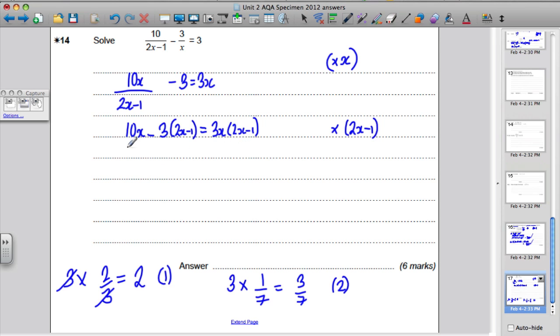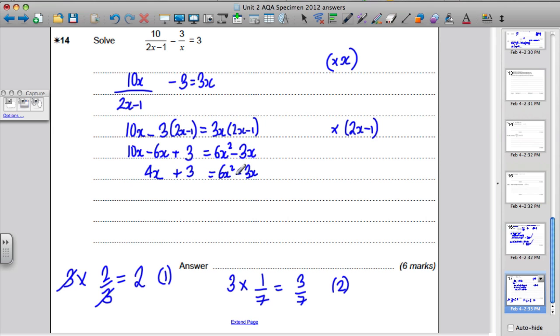Okay, let's tidy things up now. 10x minus 3 times 2x is minus 6x. Minus 3 times minus 1 is plus 3. And that is equal to 3x times 2x, which is 6x squared. 3x times minus 1 is minus 3x. Tidying up, on the left hand side I would have 4x plus 3 is equal to 6x squared minus 3x.